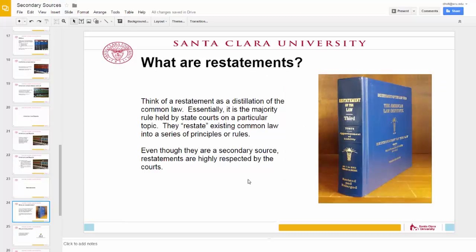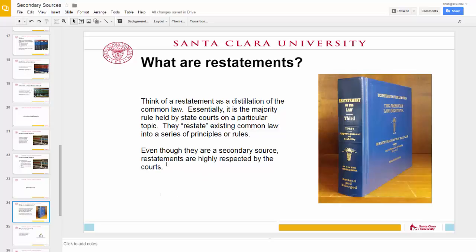Okay, restatements. This is a topic of confusion for a number of law students as to what really is a restatement. You probably encountered references to restatements in your contracts and or torts course during your first year. Think of a restatement simply as a distillation of the common law. It's essentially the majority rule held by state courts on a particular topic, and so it's really a restatement of the existing common law rule.